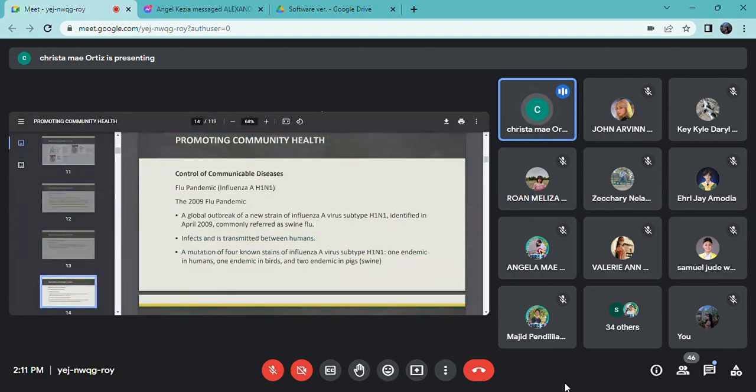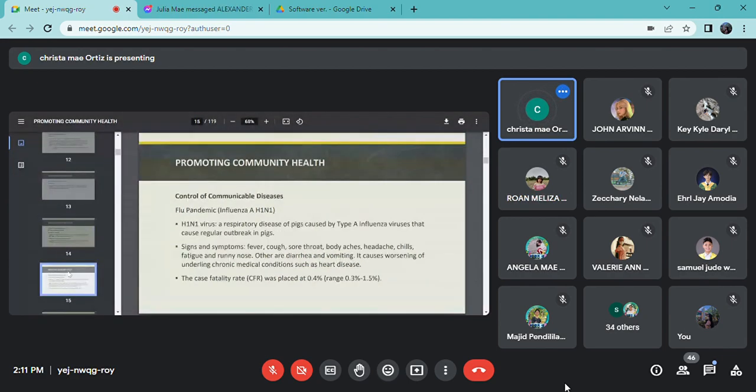So it infects and is transmitted between humans. A mutation of four strains of influenza A virus subtype. One endemic in humans and meron siya sa birds and there are also two endemic in pigs. So H1N1 virus, a respiratory disease of pigs, caused by type A influenza virus that cause regular outbreaks in pigs. Kaya nga sabi swine flu, sa mga pigs siya. So, tandaan niyo itong causative agent, type A influenza virus, and yung sa influenza A H1N1.